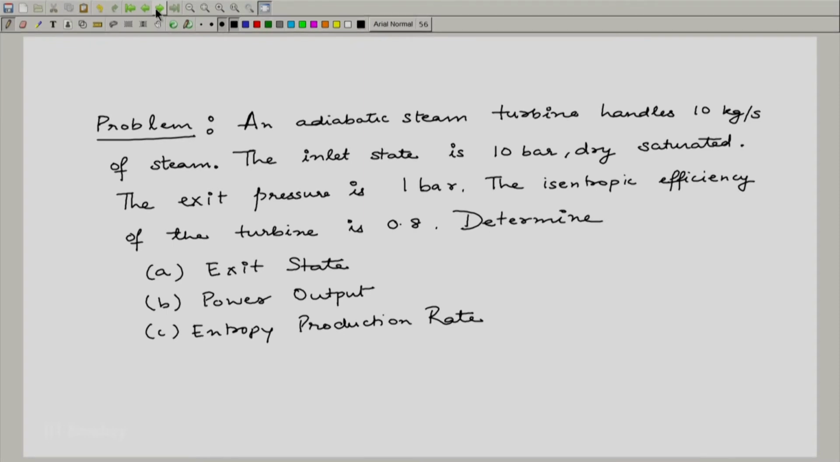An adiabatic steam turbine handles 10 kilograms per second of steam. The inlet state is 10 bar and dry saturated. The exit pressure is 1 bar. The isentropic efficiency of the turbine is 0.8, and we have to determine the exit state, the power output and the entropy production rate. Of course, you notice that it is an adiabatic turbine, and hence Q dot is equal to 0 because it is given as such.